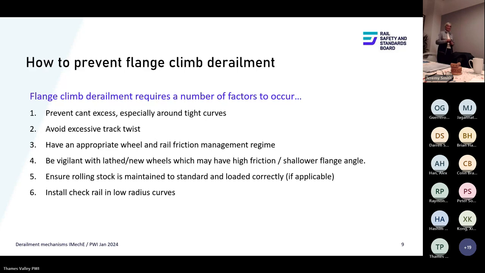Track twist, we'll come back to that. Friction maintenance regime, friction management, that's for both parties, the wheel and the rail. And particularly new wheels, more at risk: flange angle, higher friction. A lot of factors came in there. So rolling stock maintained to standard, loaded correctly. And check rails are actually quite good at preventing disasters. They're a little bit more expensive to install and maintain, but that would have been more than recouped by not having that derailment. So check rails are not just a pain, they are actually quite useful.